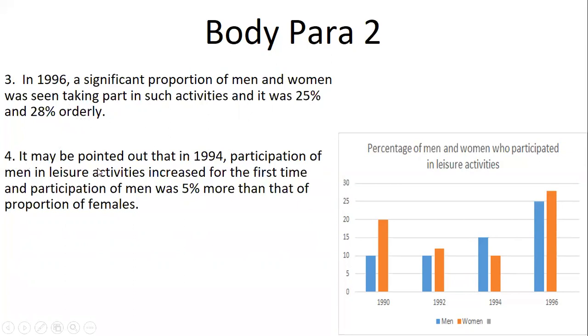Then it may be pointed out that in 1994, participation of men in leisure activities increased for the first time, and participation of men was 5% more than the proportion of females. Now, this is another type of sentence that can be used with increased or decreased. There are several synonyms of increased and decreased, which will be told to you later in the next session. Here are just the explanations of the graph showing how it can be written. So these types of sentences can be made.